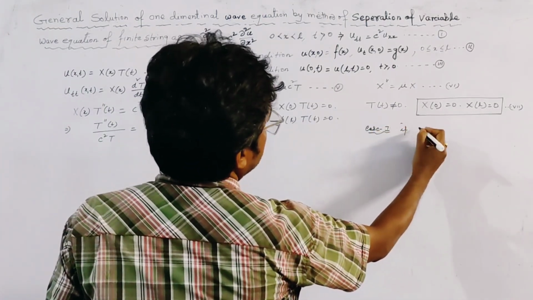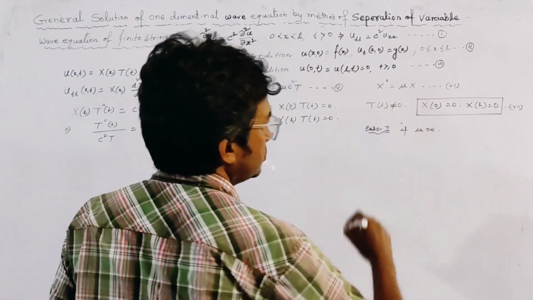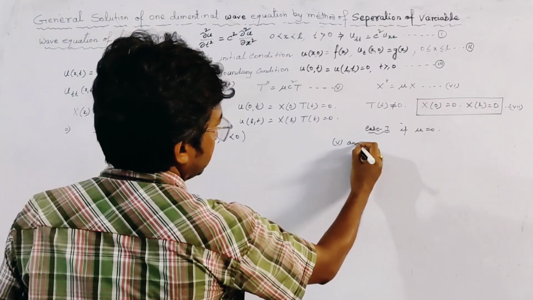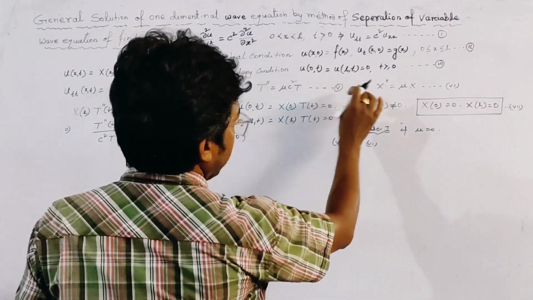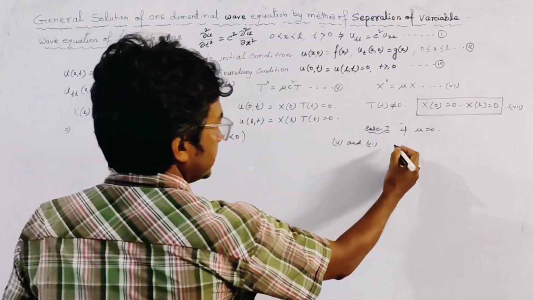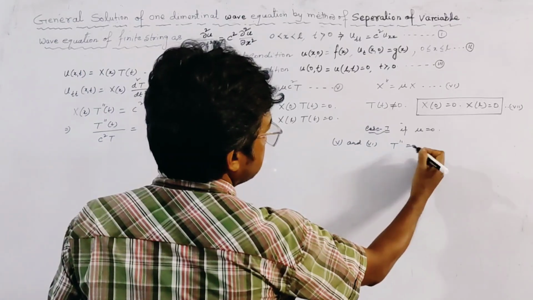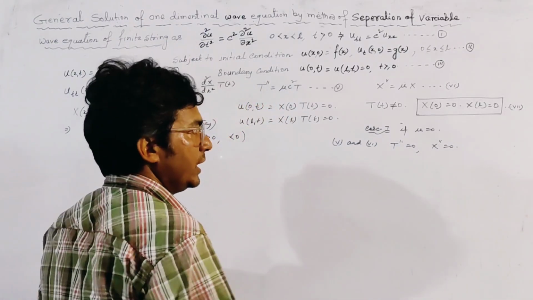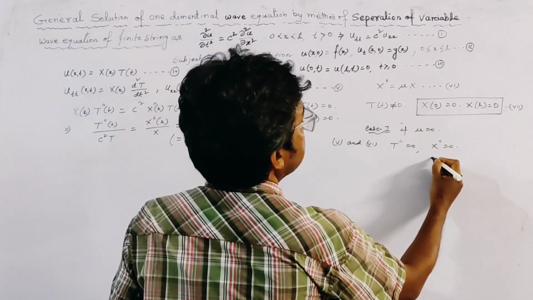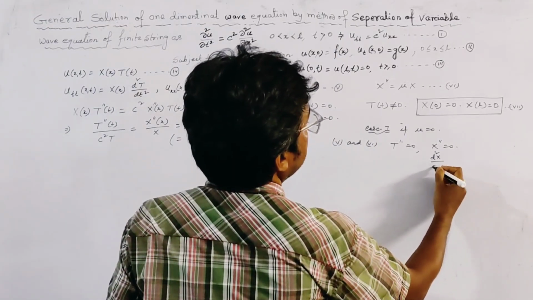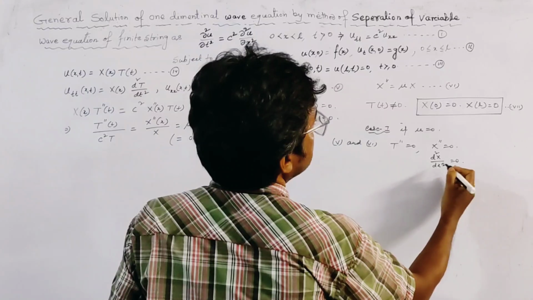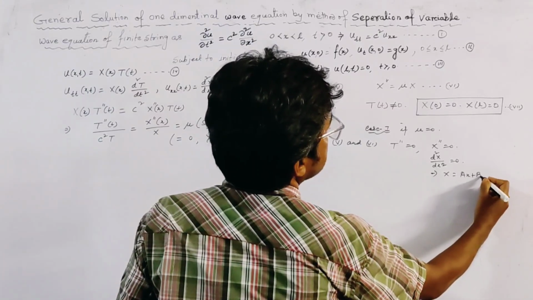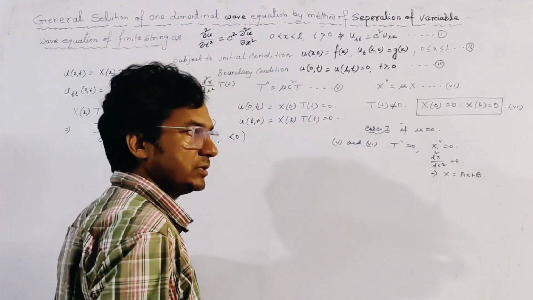if we take mu equal to 0, then from 5 and 6 we get T double dash equal to 0 and X double dash equal to 0. And clearly X double dash, that is d2x by dx2, equal to 0, which implies X equals ax plus b. Integrating, we get this.